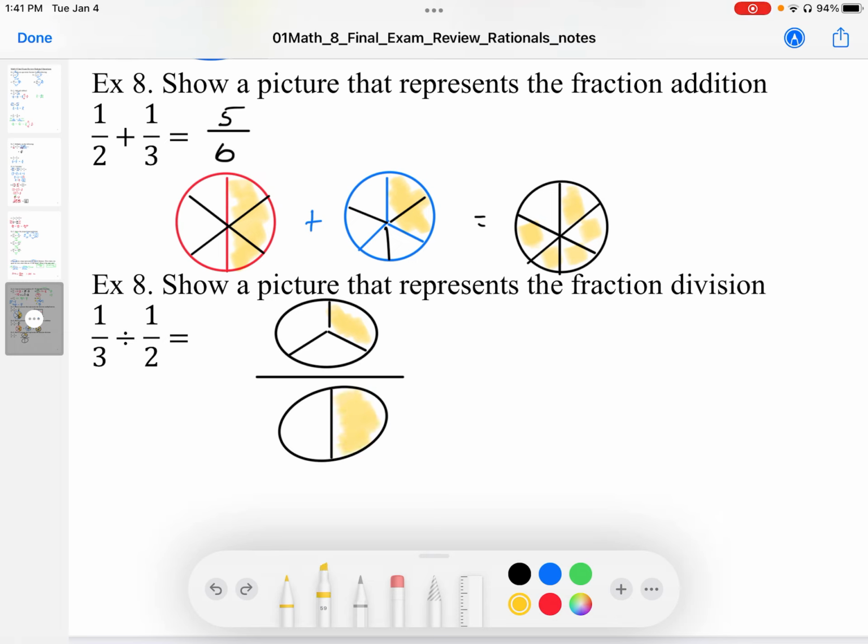I can see that I have, if I make the pieces the same size, basically 2 parts to 3 parts. So 1/3 divided by 1/2 is going to be 2/3. And again, I can justify that if I do this using my fraction division method of times and flip. Yeah, I get the right answer of 2/3. That confirms my picture.